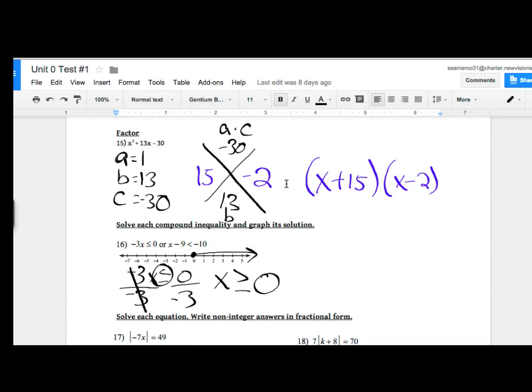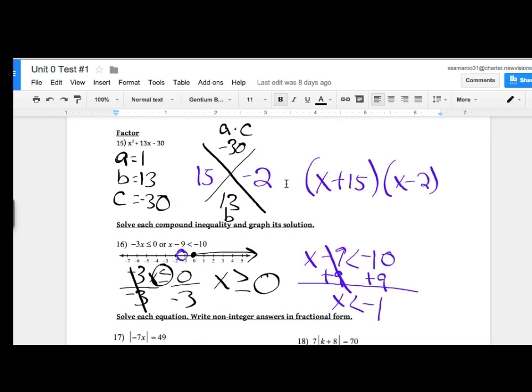For the second half, I'm going to rewrite it again. I know that x minus 9 is less than negative 10. I'm going to isolate my variable, add 9 to both sides. The 9 cancels out. I'm left with x is less than negative 1. I'm going to go back and graph that again on my number line with an open circle.